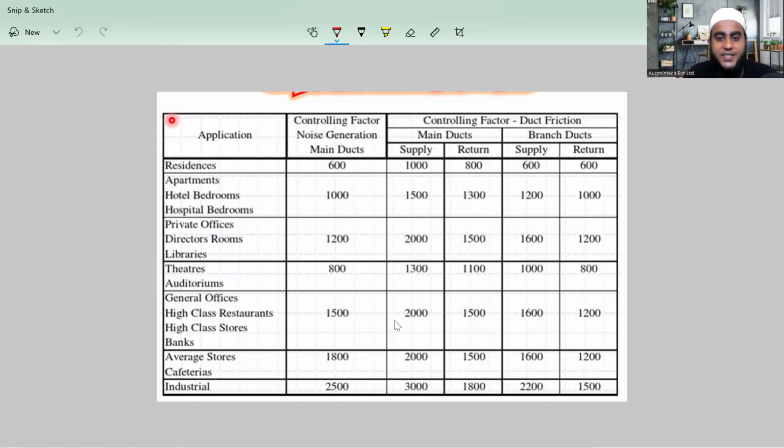Is this clear? Is the velocity range clear or not? Let me know, please. In industrial application, how much maximum velocity in the main duct do we have to maintain? Up to 3000. Okay, so no problem. So come here and let's see it now in the Excel sheet, so it will be more clear.